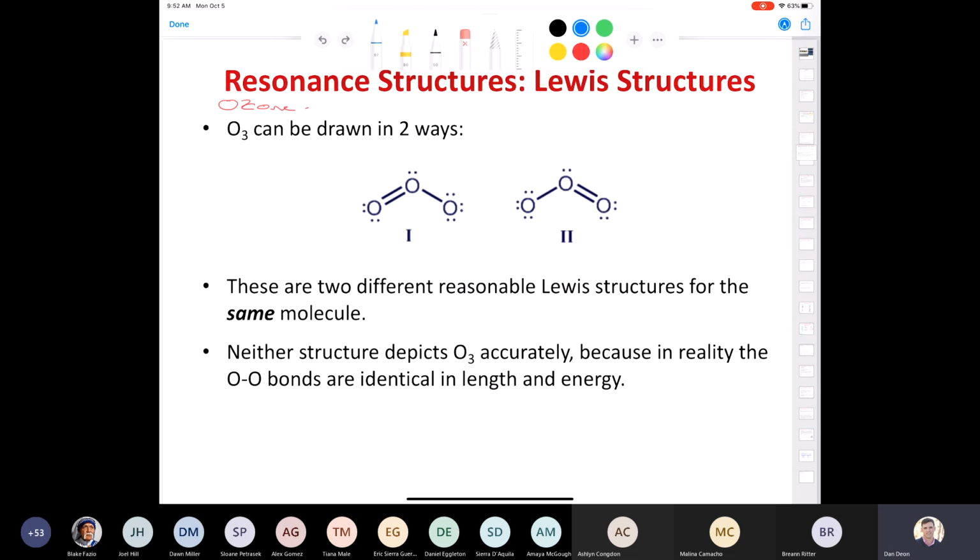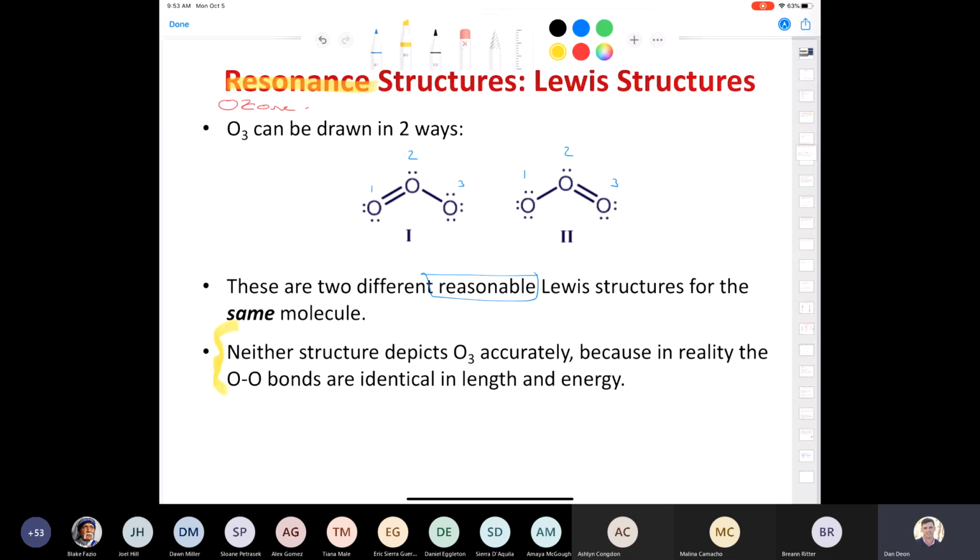Okay? If I number the oxygens 1, 2, and 3, and I number these 1, 2, and 3 like that, and I say the numbers represent the actual oxygen atoms, then you see clearly that these are 2 different Lewis structures. But they're both reasonable. In fact, they're both correct, right? Now, here's the interesting part. If you've never heard of resonance structures before, this is the crux of what this section is about.